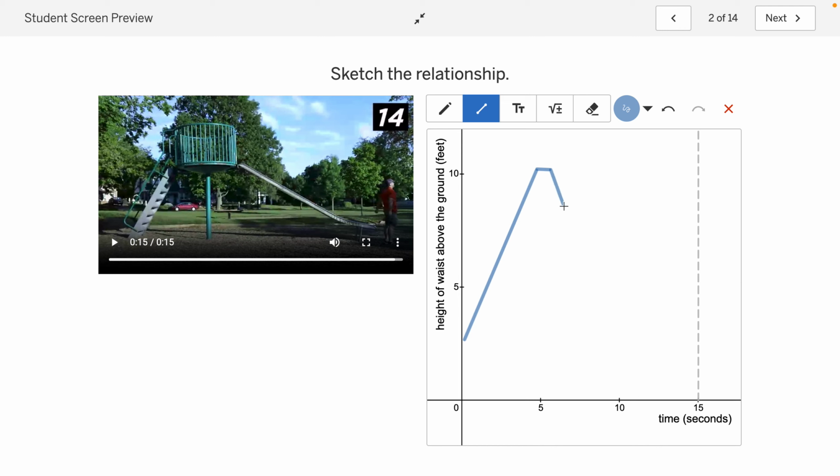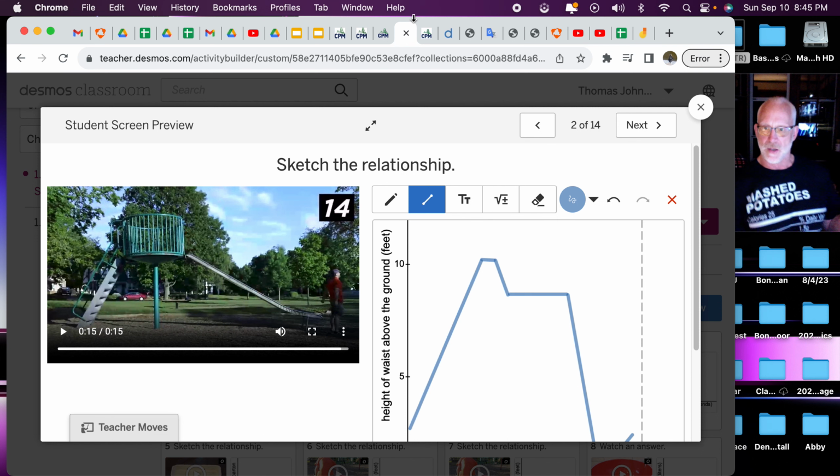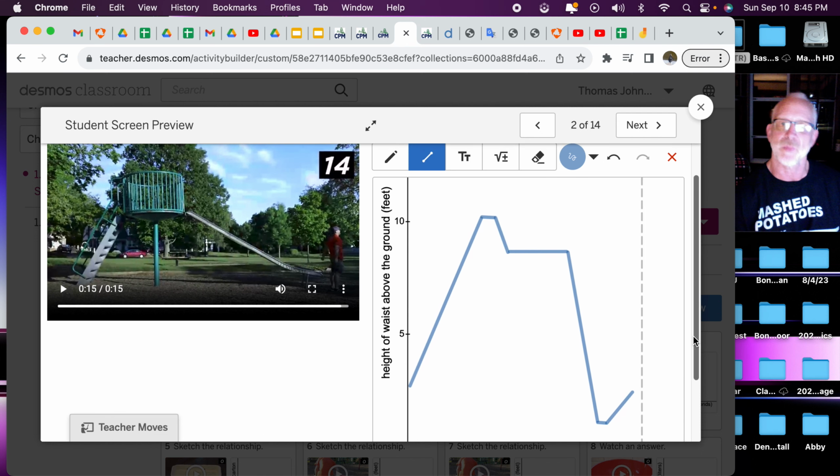And then we went down to here. And then he stayed there till about 12. And then he went down really quick. He went down the slide. And then he paused. And then he kind of dipped up a little bit. Something like that. So that's what the kids did, and we brainstormed their solutions, and the kids came up to the board. They put their problems up.